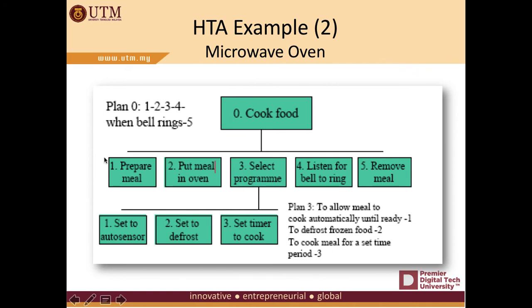Okay, and followed by number 1, 2, 3, 4, 5, and you have to do the logic. Plan 0, 1, 2, 3, 4, 5, when bell rings, something like that. Plan 3 is to allow meal to cook automatically until ready. Okay. Plan 3 means that you plan select program. Why? To allow meal to cook automatically until ready. This is a kind of option. Plan 3 is an option. Plan 0 is an option, meaning from the beginning until the end. And plan 3, select program, is allowed to have branches after this. It will go to different ones, 3A, 3B, 3C, something like that.